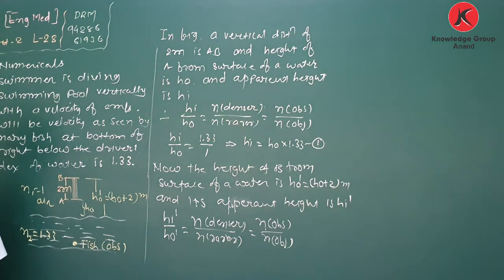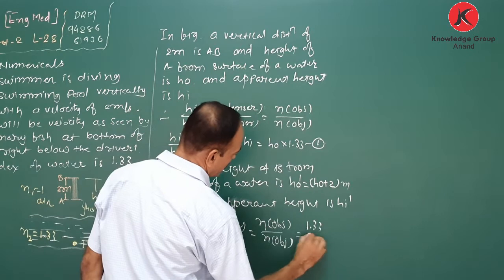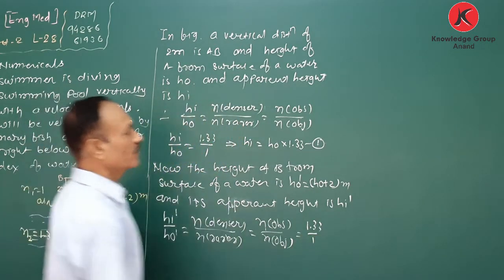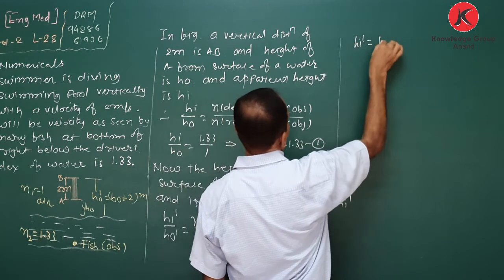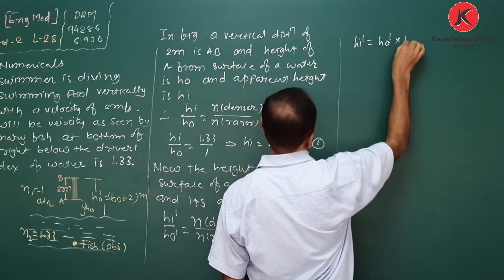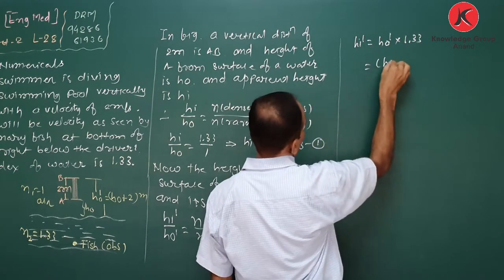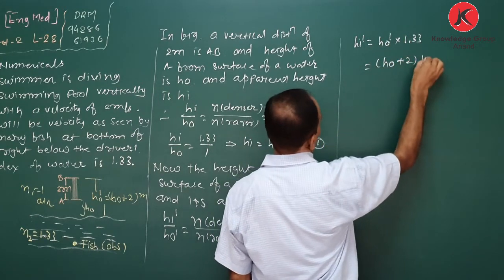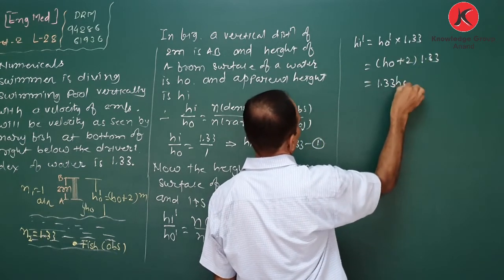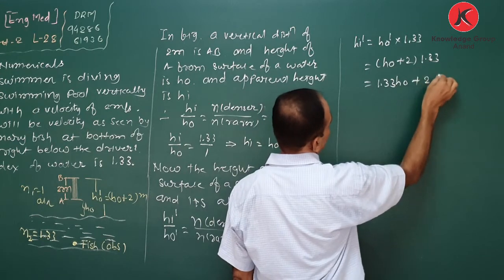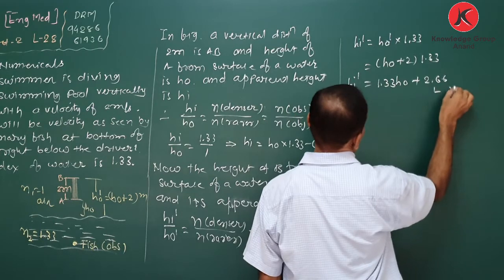Clear this? Okay. Now n observer is 1.33 and object is 1. Therefore, HI dash is equal to HO dash into 1.33. But HO dash is HO plus 2, into 1.33. Therefore, HI dash is 1.33 HO plus 2.66, equation 2.